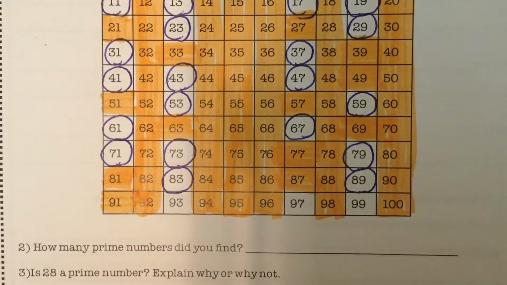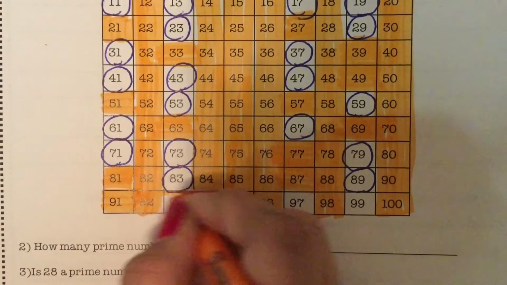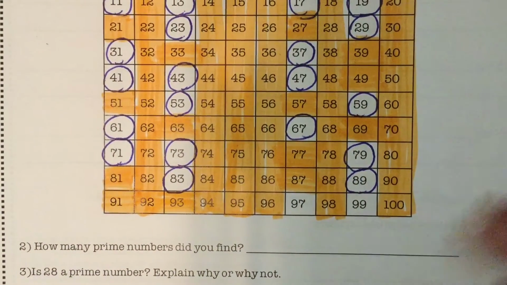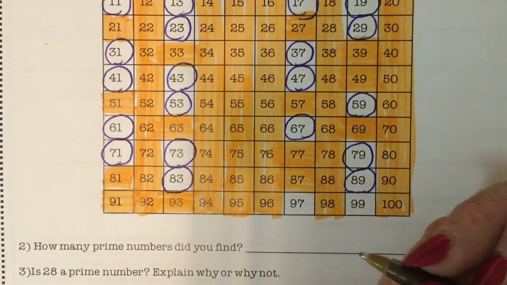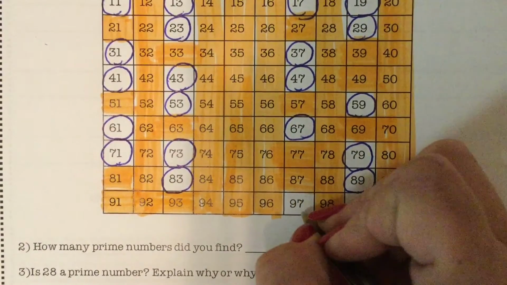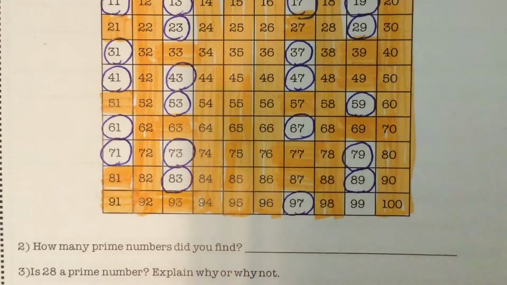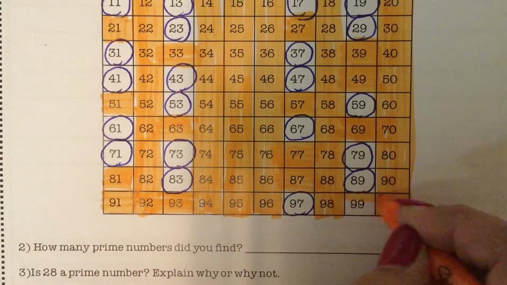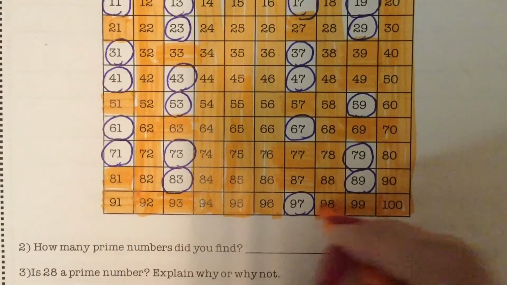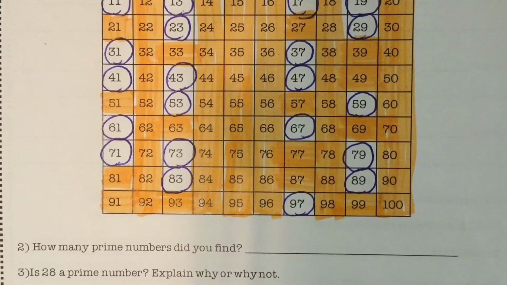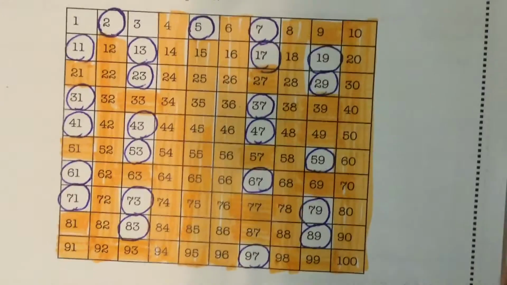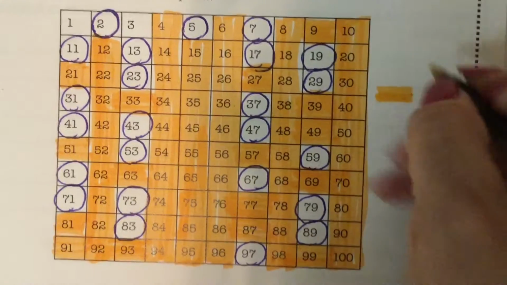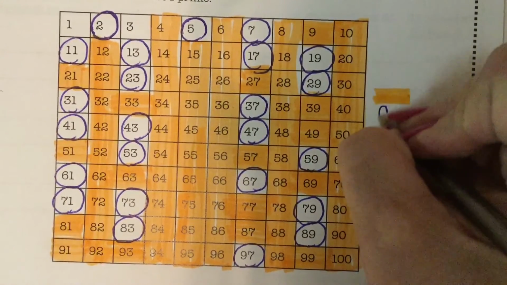Okay, 93, 9 plus 3 is 12. 3 will go into 12 evenly. 97, 9 plus 7 is 16. And then 99, 9 plus 9 is 18. 9 goes into 18 11 times. So all of the ones that I have colored, or that we've highlighted, are composite.